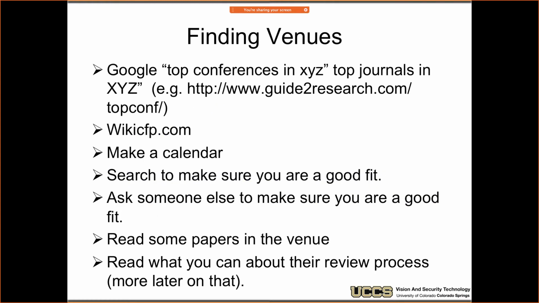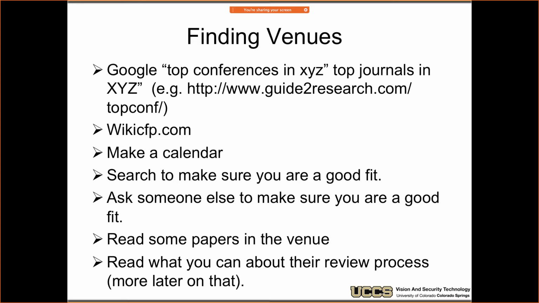So how do you find some venues? Well, you can actually just Google top conferences in XYZ for whatever you're doing, or top journals in XYZ. There's actually a website called Guide to Research that has lists of these. It's not perfect, but it's got some good data. Most of it is data driven, so it's pretty straightforward to find out what they are. The one problem is it'll tell you the names, but it won't know anything about what's the next major conference. And obviously that's a conversation you can have with your advisor.